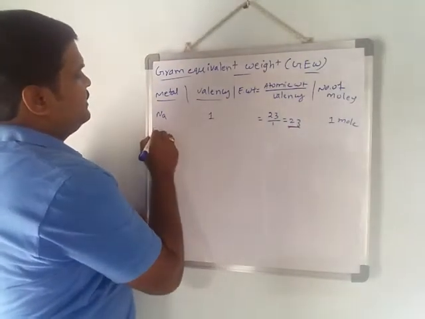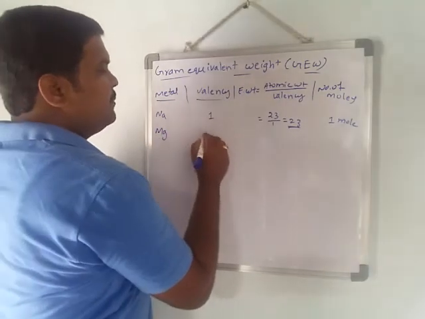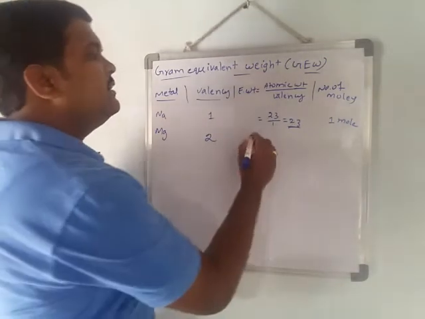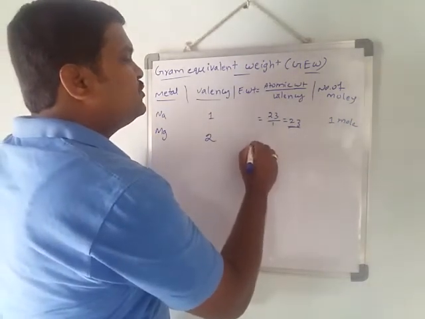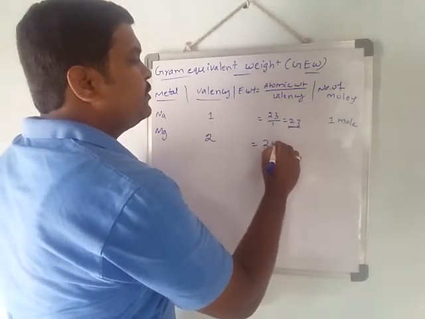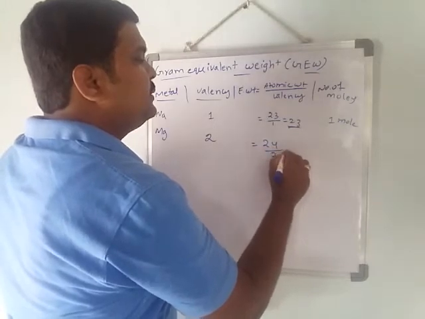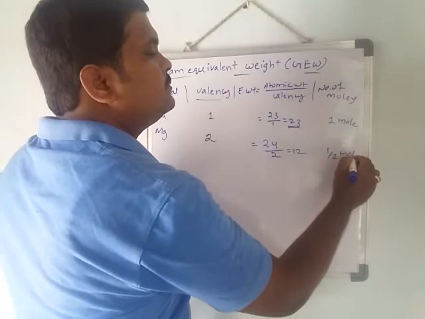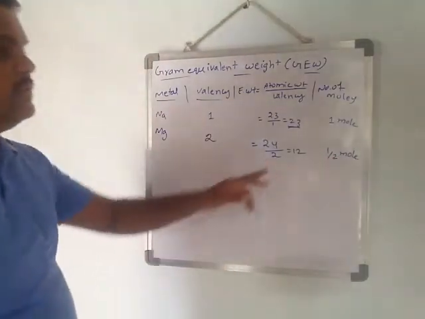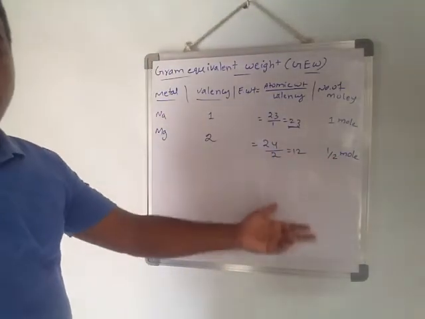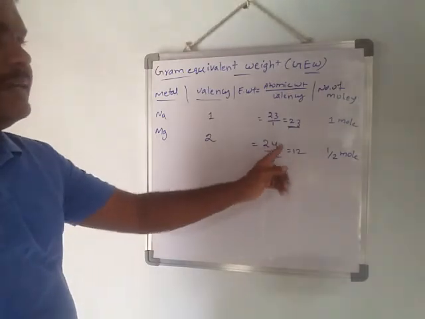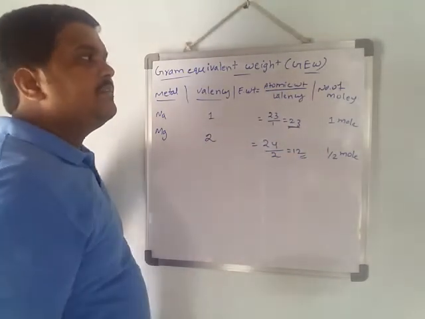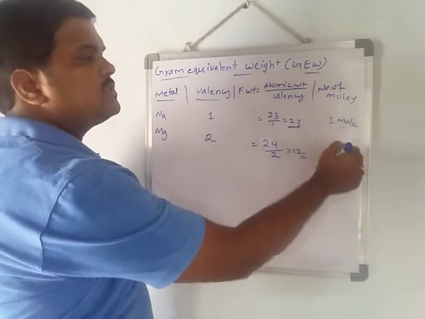Suppose you take magnesium, valency 2. The mass of magnesium is 24, so 24 by 2 is 12, so that is half mole. Yes or no? Actually, 24 grams means 1 mole. So equivalent weight, that is atomic weight by valency, is 12 grams. So this is the equivalent weight. So number of moles, half.